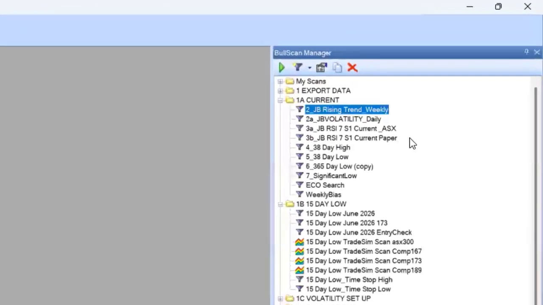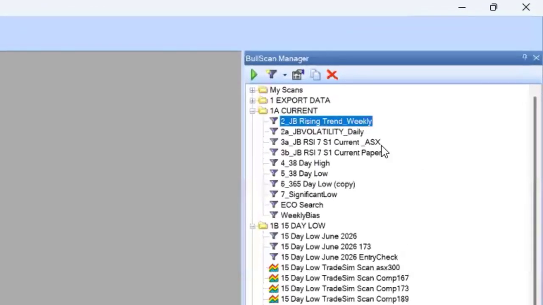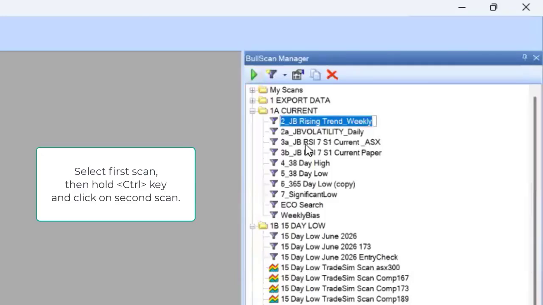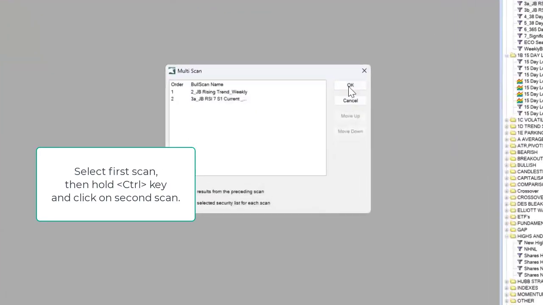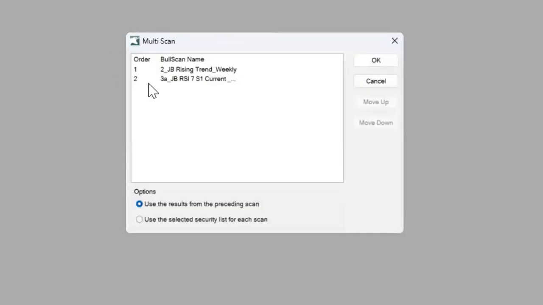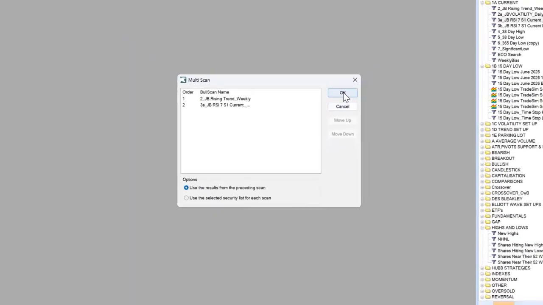Now, the important part here is when you're wanting to bring these together, you left click on that and then shift and click on the other scan that you want to run in the refinement. You'll see that from what I said before. That gives you the 2 scans in the order. And you'll notice here that it defaults to use the results from the preceding scan. So I'm going to run that.